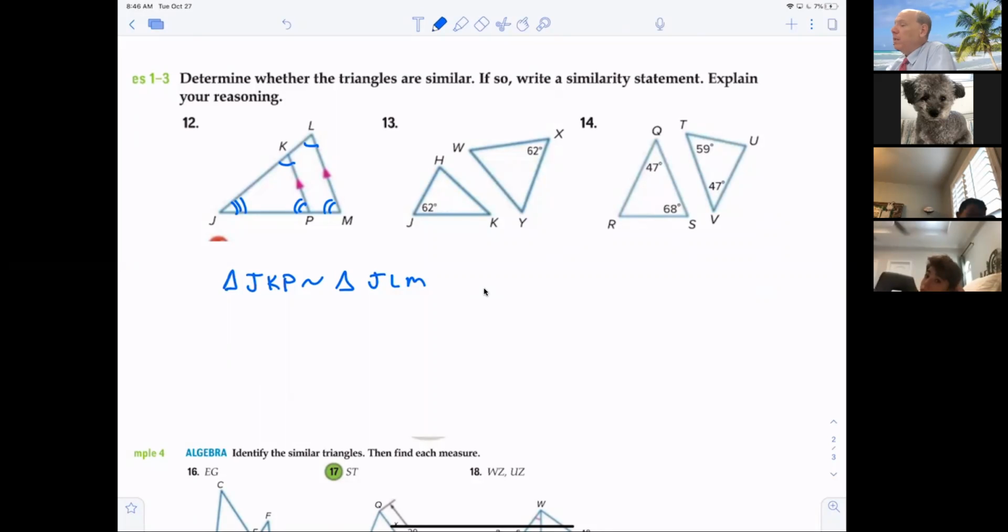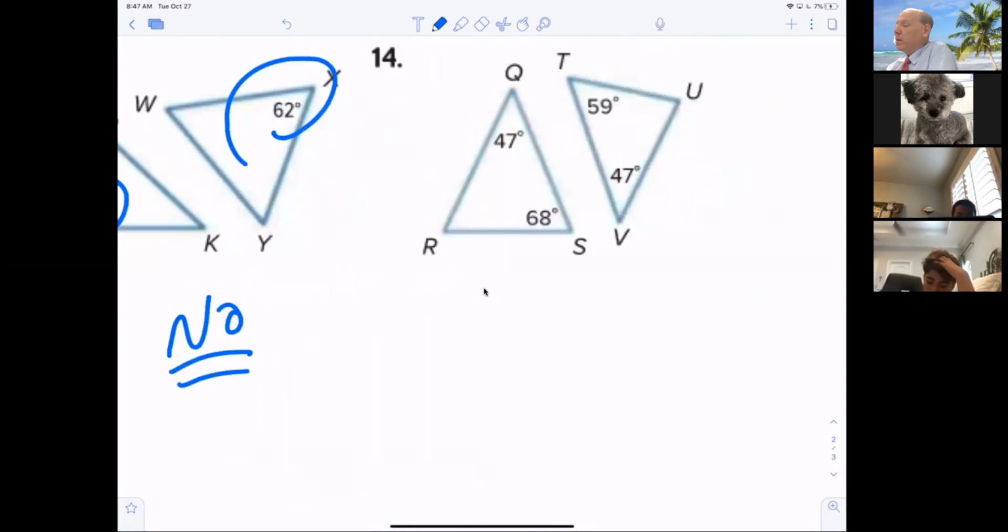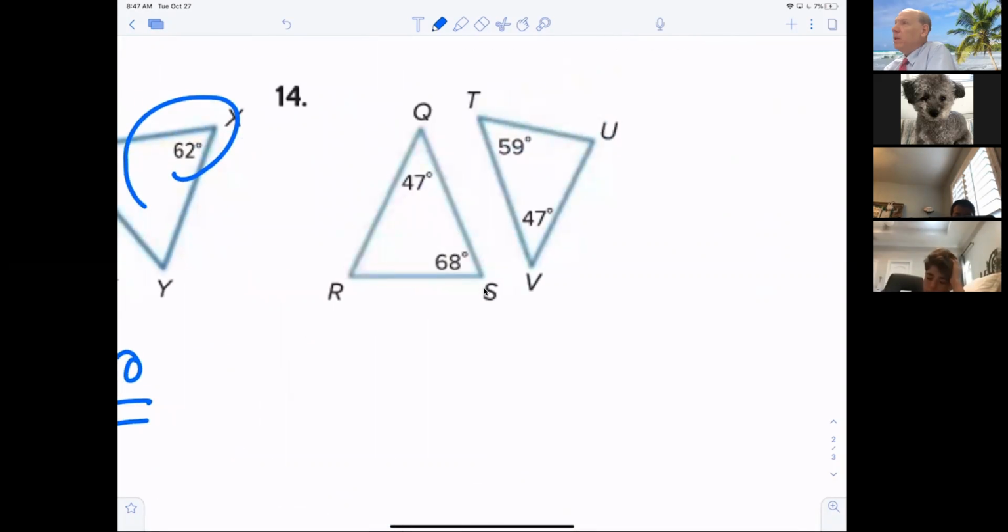In 13, is it possible? Yeah, it's possible that they are similar, but do we know it? No, because we only have one angle. So there's no way to tell for sure. All right, now let's look at 14. To me, it's easy to say no unless you figure out what the third angle is. What is the third angle? I mean, it's got to be 65. What is it?